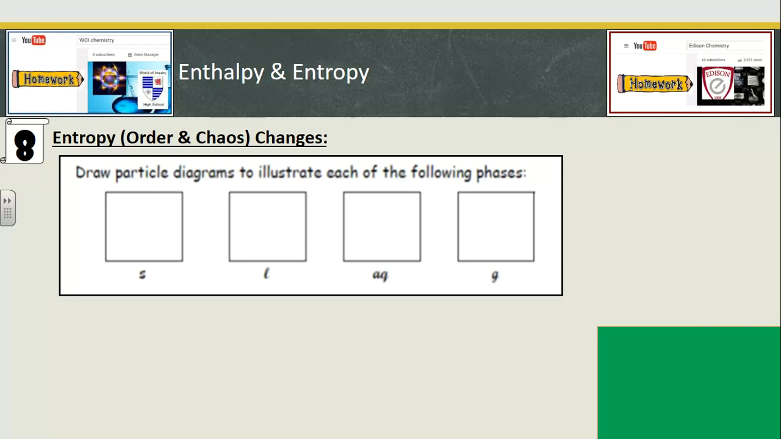Entropy, order, and chaos changes. So draw particle diagrams to illustrate each of the following phases. And these are in order of increasing entropy. Solids, we've got our particles arranged in the bottom center of our container. Liquids, they're touching and filling the entire bottom of the container. Aqueous, we've got liquid and the particles dissolved in it. More random and disordered, but in a gas, there's no liquid and the particles are just all over the place.